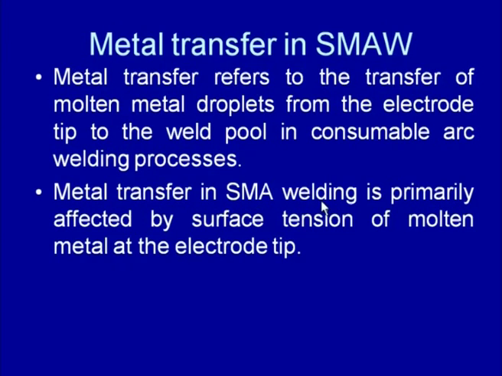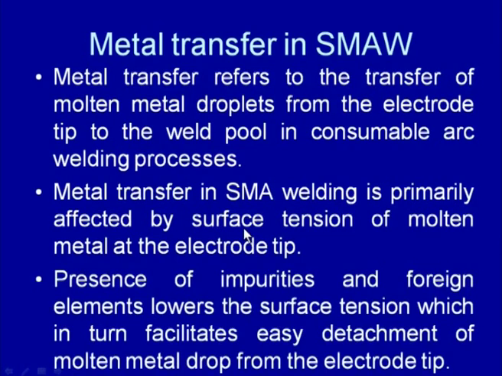So, metal transfer in the SMAW process is primarily affected by the surface tension. The mode by which the molten metal will be transferred from the electrode tip to the weld pool is governed mainly by the surface tension of the molten metal at the tip of the electrode, and this surface tension in turn is affected by the temperature and the quality of the molten metal. So, the presence of impurities and foreign elements lowers the surface tension. If impurities like sulfur, or oxygen, nitrogen and other gases are present in the arc environment, then they will reduce the surface tension, which in turn will facilitate the easy detachment of the molten metal drop from the electrode tip.